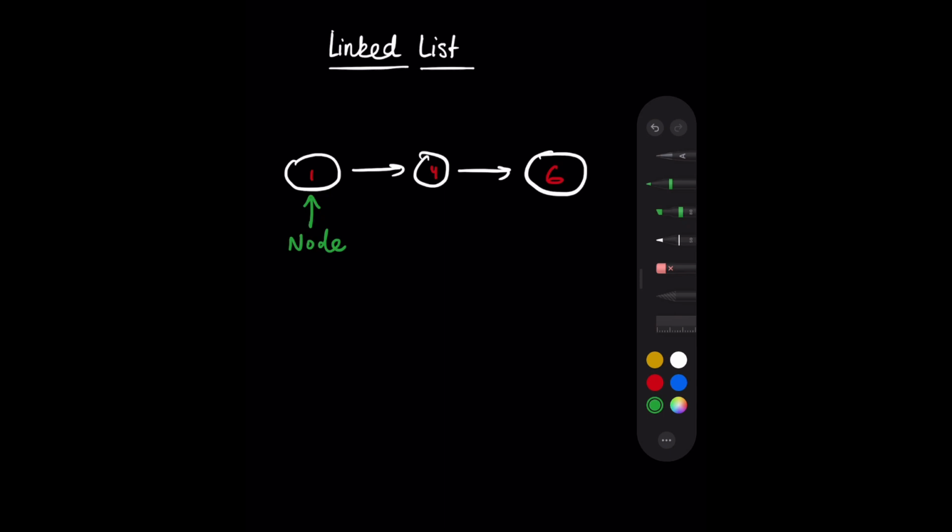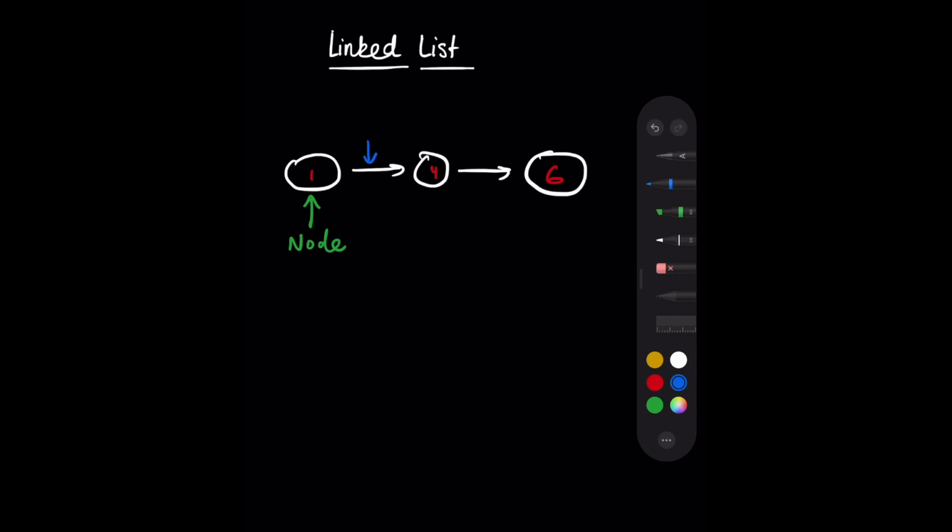So each node stores some kind of information and also a reference to the next node in the list. So this arrow basically represents that reference. Each node points to the next node in this linked list, which is represented by this arrow. Now you may think that this can be achieved using an array as well. What is the difference? The main difference between an array and a linked list is that an array is stored in contiguous format in memory, whereas a linked list is not.